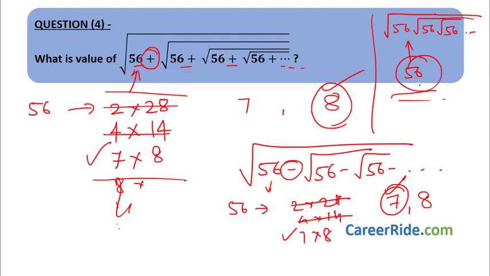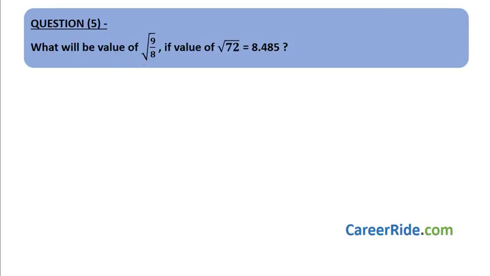Going to question number 5. What will be the value of root of 9 by 8 if the value of root 72 is 8.485? Now again this is an easy one. We know 72 is nothing but 9 into 8. So let's say we have root of 9 by 8. Let's try to get 72 in the numerator or denominator. Okay, so let's try with numerator.